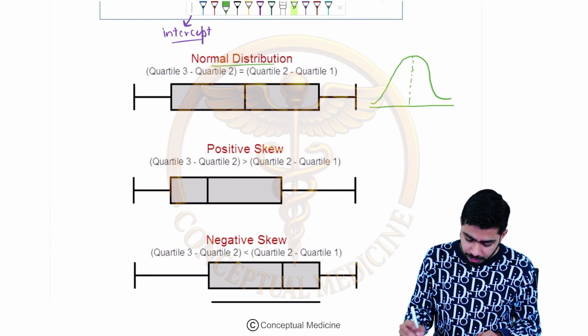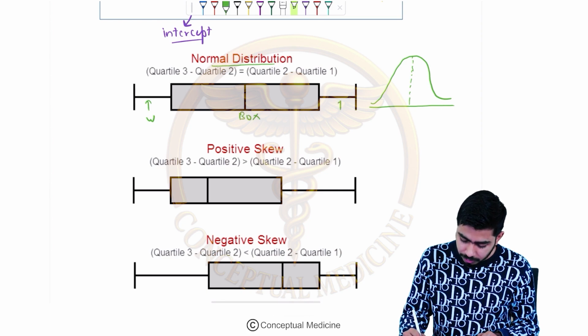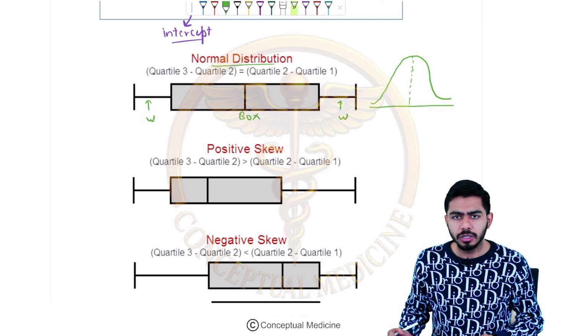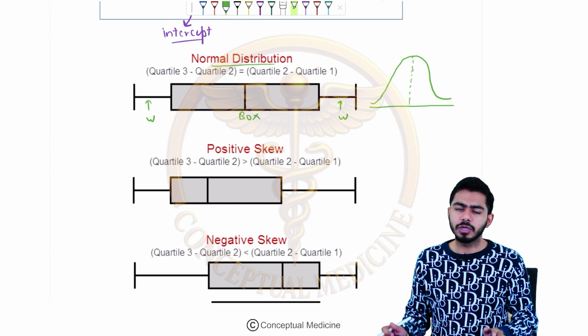So here what I can see, this would be the whisker. I am writing it with W. This is the box in the center, and again this is the whisker. The whisker will be containing 25% this side, 25% this side. In the center the box is there, and there will be 50%. In total it will become 100%.